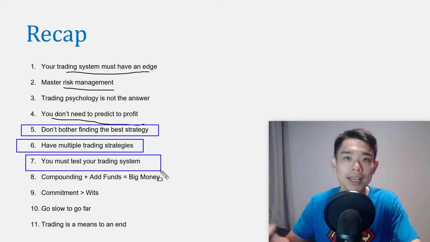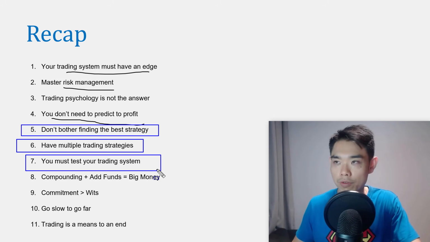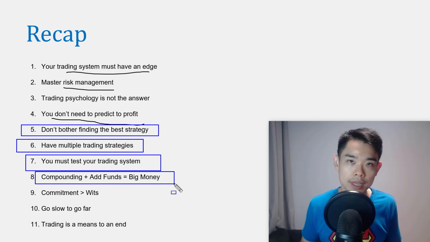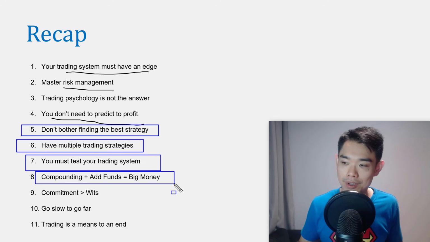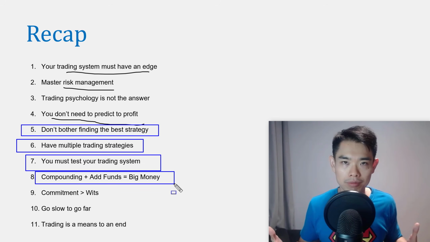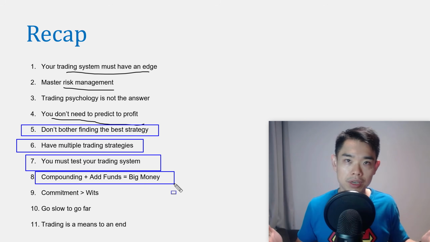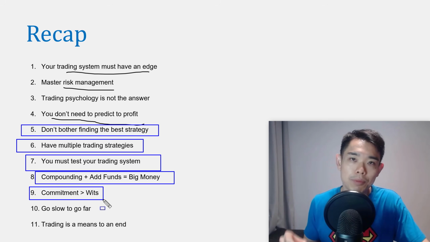Number 7, you must test your trading system, so you know whether it works or not. You can even do it via back testing, which is my favorite approach, or forward testing, which is more for discretionary traders. Number 8, compound your returns and regularly add funds, because this is how the big money is made. I always like to say that trading is not a get-rich-quick scheme. It's more of a get-rich-slow scheme. And slow but not very slow, because if you give it 10, 20 years, you would have compounded a pretty decent sum of money that will put you way ahead of your peers had they not been in trading or investing.